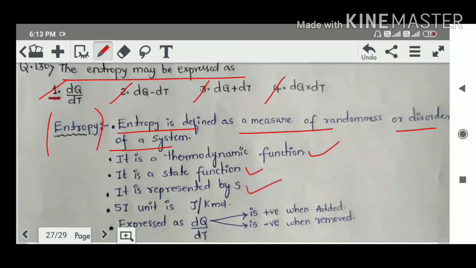It is represented by S, and the SI unit is joules per kelvin mole, and it is expressed as dq by dT. dq is positive when heat is added, and dq is negative when heat is removed. Okay friends, so the correct option for this question is option number 1, dq by dT is the correct answer.